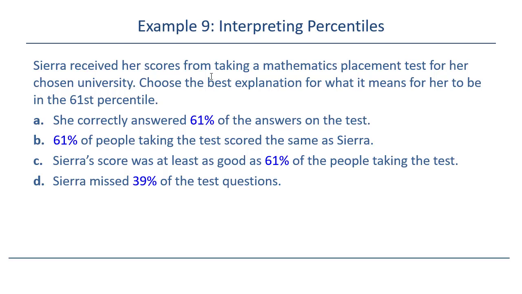So that means that if Sierra received her scores for taking a mathematics placement test for her chosen university, and it told her that her score was in the 61st percentile, what does that mean? Does that mean she correctly answered 61% of the answers? Does it mean that 61% of people taking the test scored the same as her? Does it mean that her score was at least as good as 61% of the people taking the test? Or does it mean that she missed 39% of the test questions?